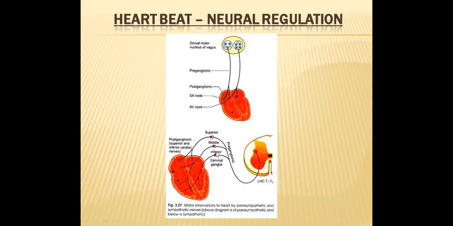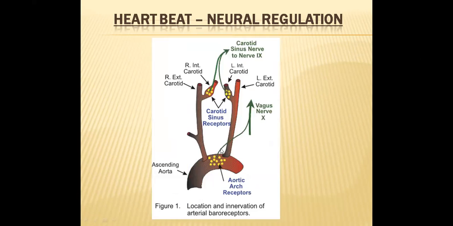Sympathetic nerve fibers come from the spinal cord, especially in the T1 to T5 spinal cord region, and the parasympathetic nervous system is part of the vagus nerve, the 10th cranial nerve. So these two, the vagus nerve or parasympathetic nervous system and the sympathetic nervous system, regulate the heartbeat rate. So how is this heartbeat rate regulated by neuronal control?